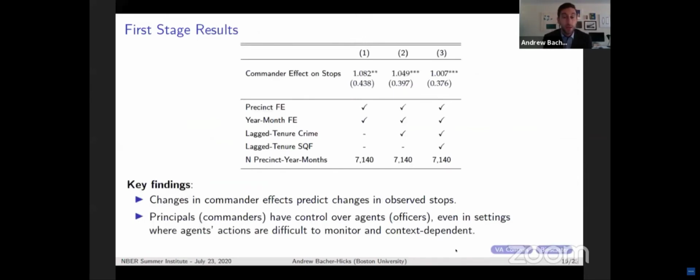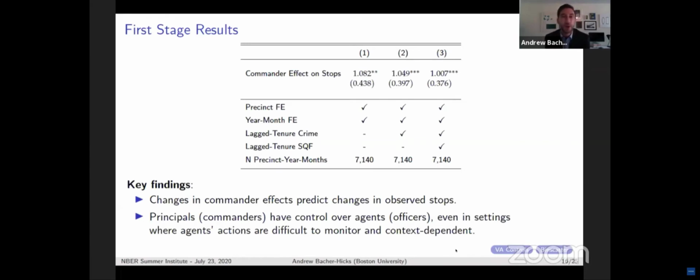So we see, much like the value-added literature, when a high stop commander enters a precinct, stops do indeed increase. It's actually nice that I was following Natalie's presentation. She sort of motivated this pretty well. And in my next slide, you'll see an event study that looks exactly like what she just presented.